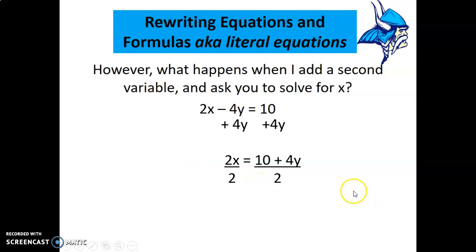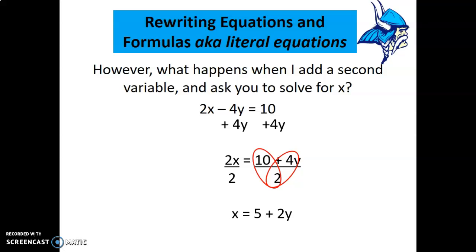And then we always ask ourselves, can I simplify anything in this equation? Yes, I can. I can simplify 2 over 2, I can simplify 10 over 2, and 4 over 2, especially these coefficients over here on the right-hand side. So your final answer for this example would be x has a value of 5 plus 2y.